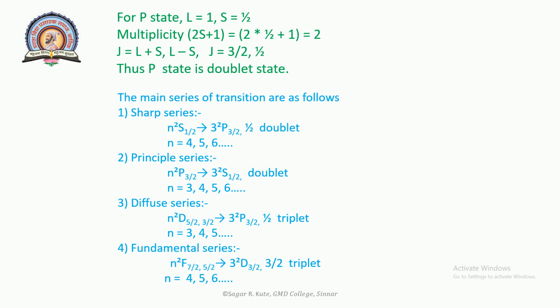Third will be the diffuse series: n square D 5 by 2, 3 by 2 gives 3 square P 3 by 2, half, triplet. Fourth will be the fundamental series: n square F 7 by 2, 5 by 2 gives 3 square D 3 by 2, 3 by 2, triplet, n is equal to 4, 5, 6. Now this will be the one electron spectra.